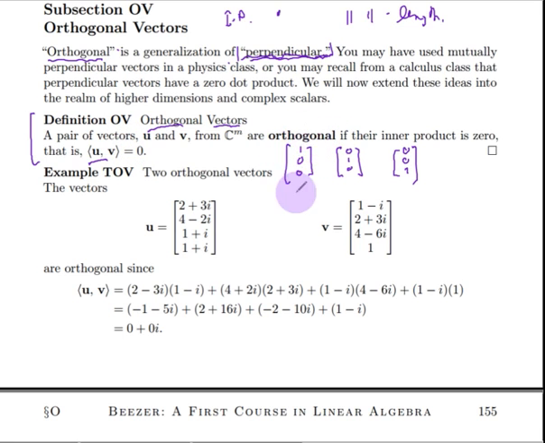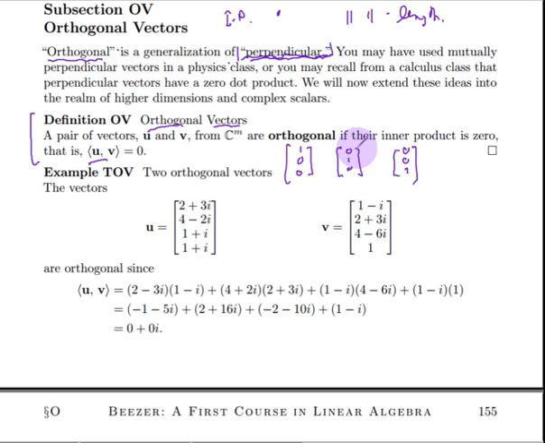Think about the inner product of (1, 0, 0) with (0, 1, 0). Well, for the inner product, I take first times first, which is 0, plus second times second, which is 0, plus third times third, which is 0. The inner product of these two vectors is 0.